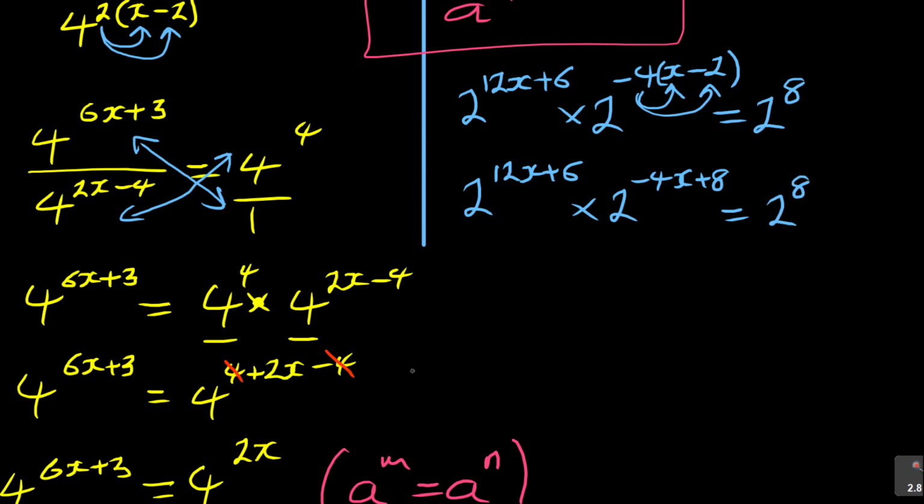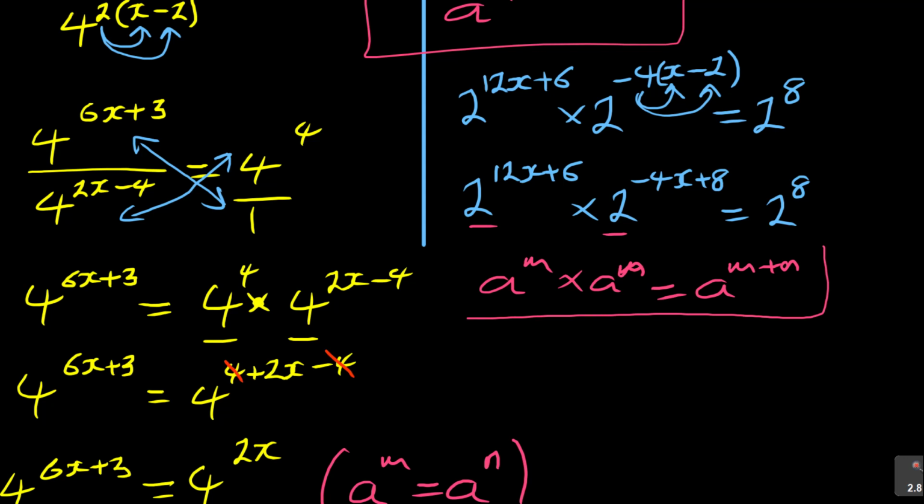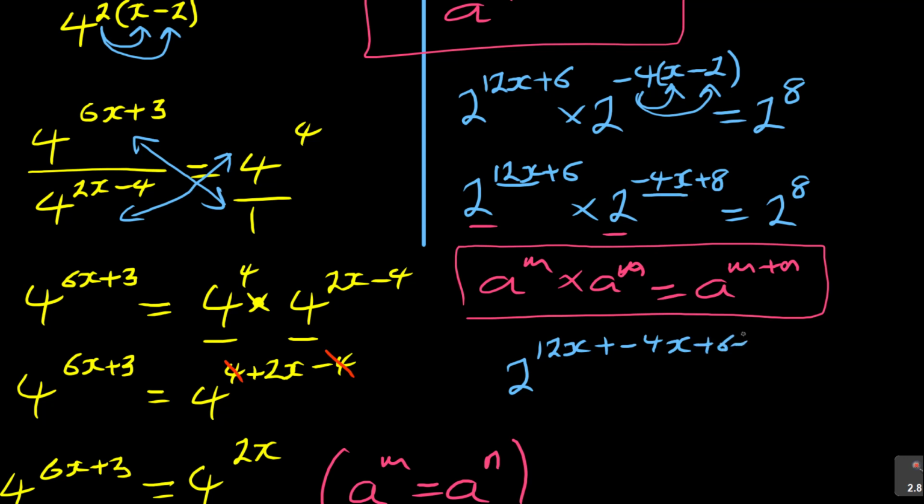Then I'm going to use the first law. 2 is the same. This says a to the power of m times a to the power of n is equal to a to the power of m plus n. I'm going to use this law because it's 2 and 2. So what does it become? It becomes 2 to the power of 12x. And then, now since I'm adding, it's plus negative 4. I'm collecting like terms already. Negative 4x. I'm adding that, and then I'm adding plus 6 plus 8 is equal to 2 to the power of 8.